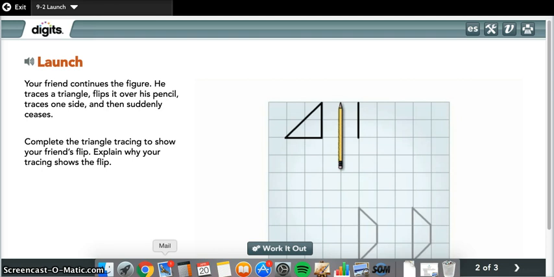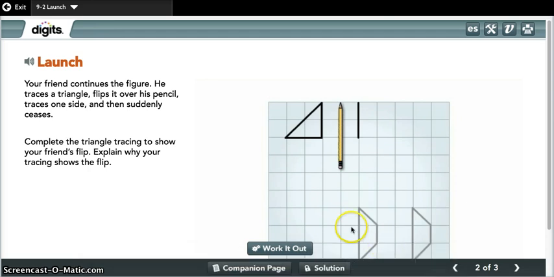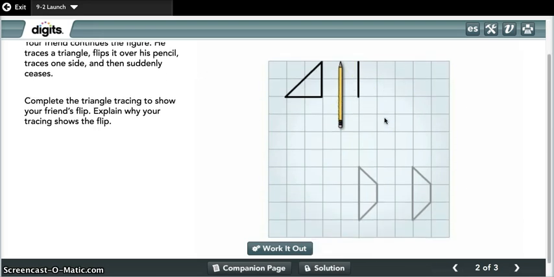So we're remembering our story from our previous lesson where the friend drew this shape and then we had to finish it. He slid it over. It was a translation. Now he's reflecting it over this pencil. So this is the original and he's going to flip it over here. So it's saying finish drawing the triangle on the right hand side. So go ahead and try this in your book.